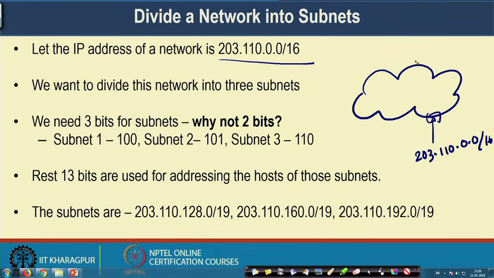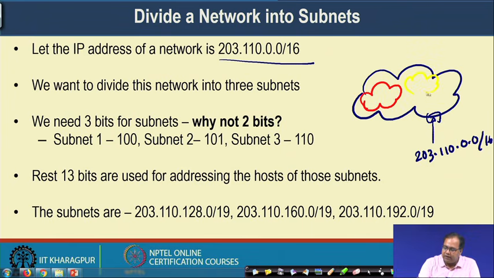Now, in this network, say the organization wants to divide this network into 3 subnets. So, inside this network, I have say 3 subnets. This is one subnet that they want to create, then this is another subnet, and a third subnet. So, they want to create these 3 subnets. The question is how will you divide this entire address pool into 3 different subnets.